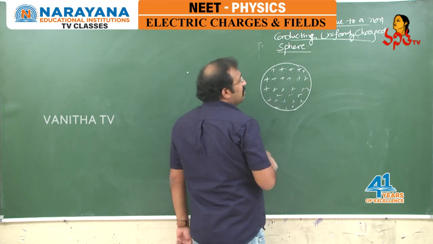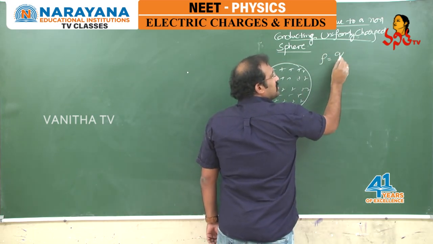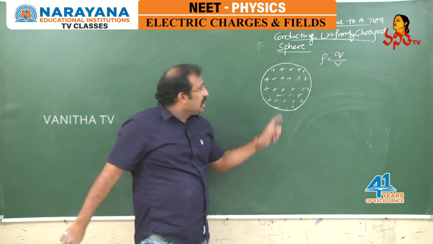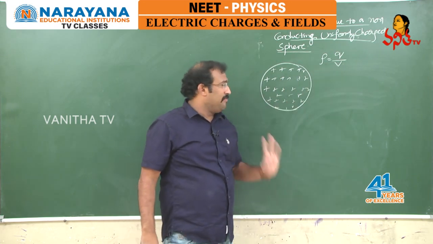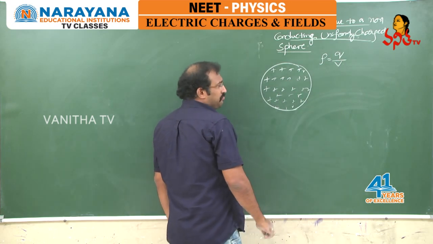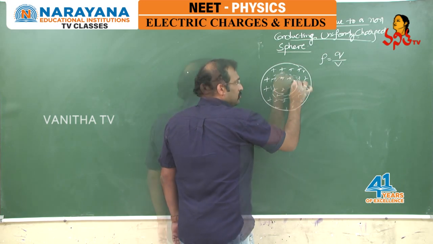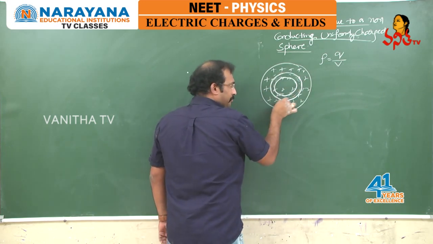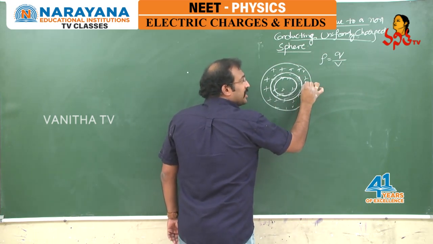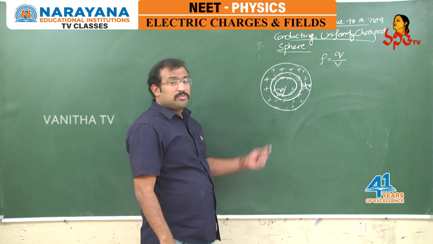Let the charge density of this solid sphere be rho, equal to the total charge, which I am assuming as Q, divided by the total volume V. The charge density of this solid sphere is Q by V. Since it is uniformly charged, for a small element also the density remains the same. Now I am taking a small element whose thickness is dr, and whose distance is r.